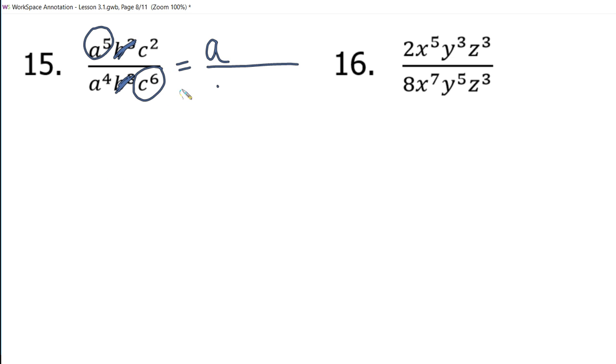When we're dividing, what do we do with those exponents? Subtract. So for the A's, what's 5 minus 4? Do I have to put the 1? No. For the C's, what is 6 minus 2? 4. So the answer is A over C to the 4th.